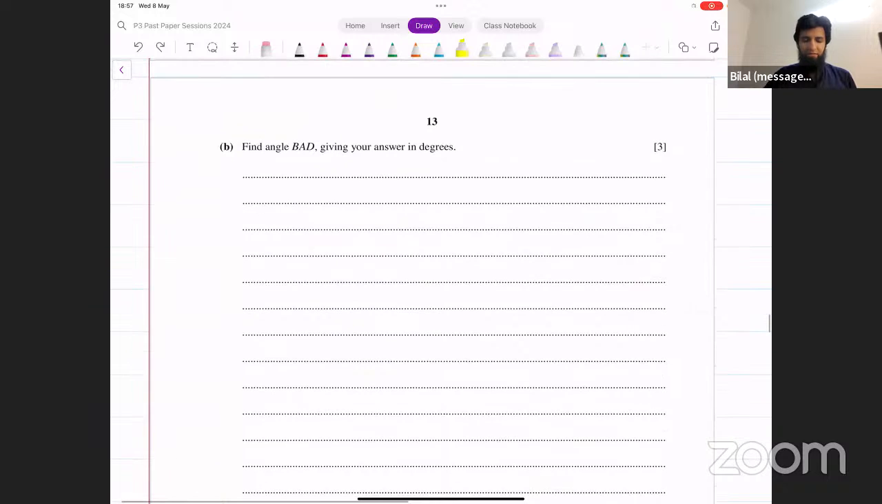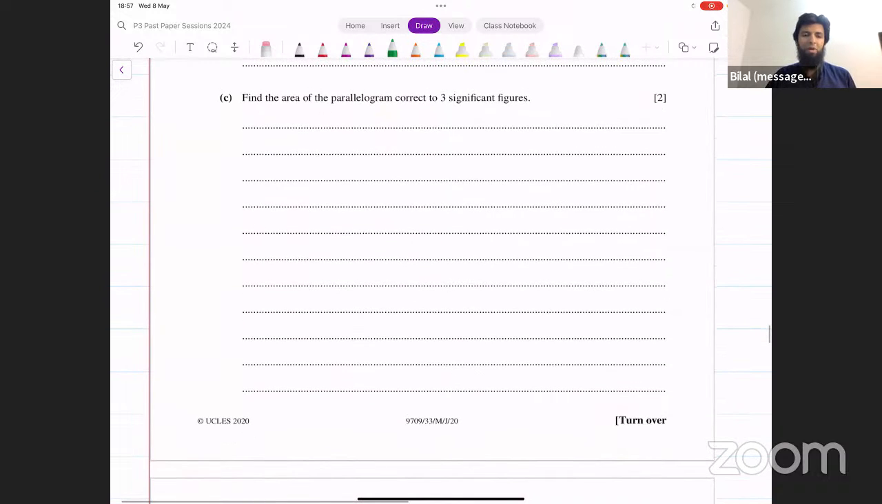In the next part, they say find an angle. You have to use that angle formula. The angle is at the point A, so you will be using the vectors AB and AD, both starting from A. Or you could use vectors both ending at A. That's your choice. You can find this angle.